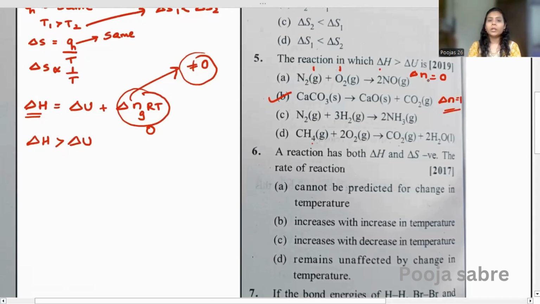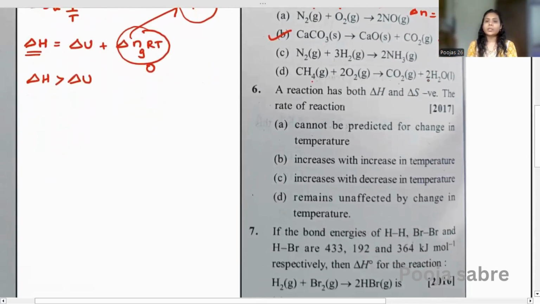Now coming to the sixth question. A reaction has both delta H and delta S negative. What is the rate of reaction they are asking? Definitely the answer will be that it increases with a decrease in temperature, because we know delta H is negative.